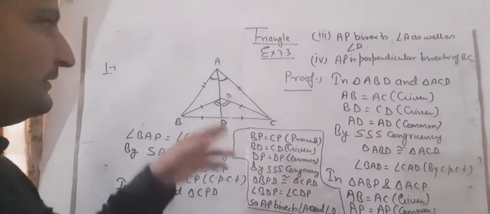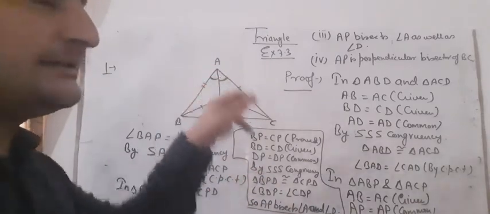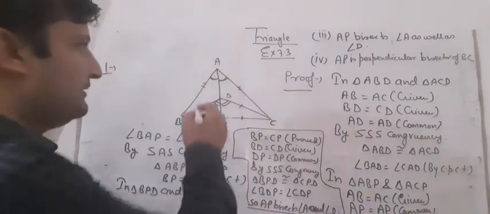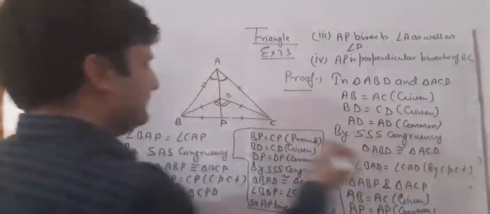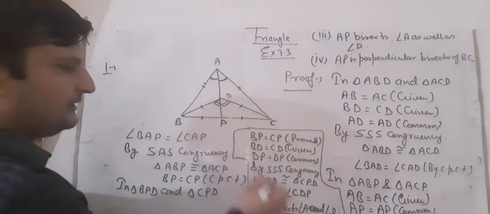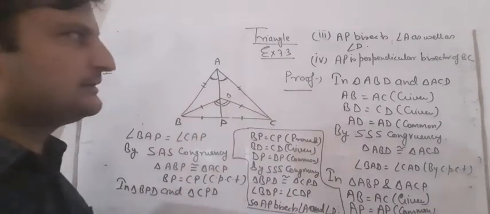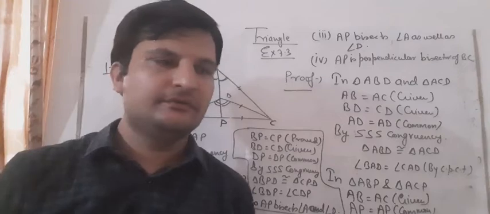This we have proved, meaning this line is bisecting both of these. It means we had to prove, the first one, this angle equal to this angle. We have proved it here by CPCT, and in this triangle we have proved it here by CPCT. So we can say that AP bisects, this one is equal to this one.